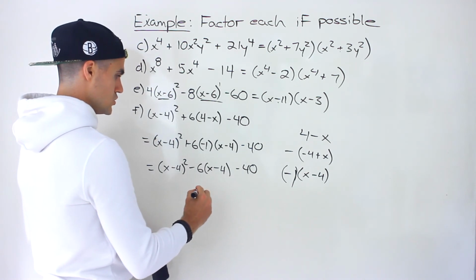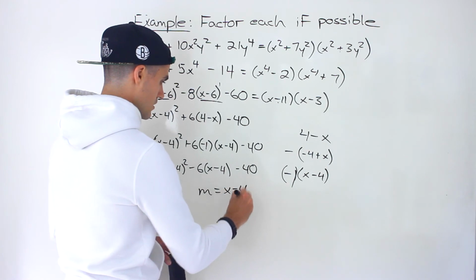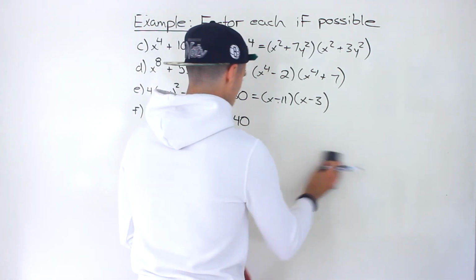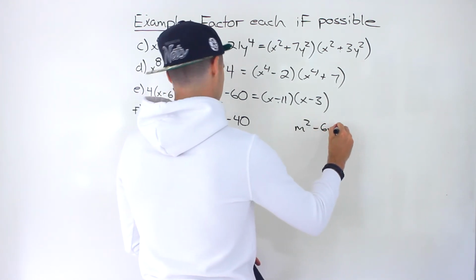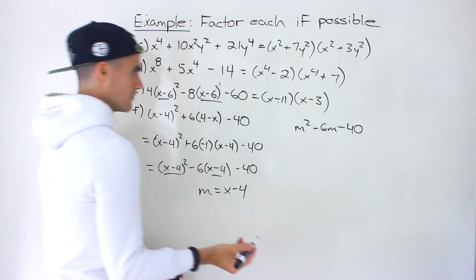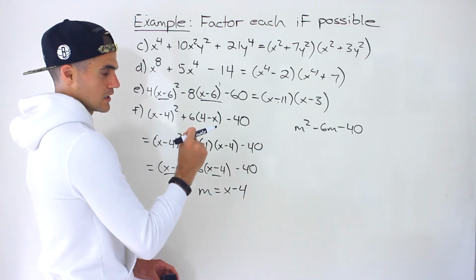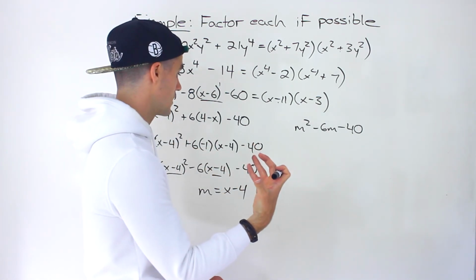So what we can do is now, let's plug in that variable. m would be this x minus 4. And now let's rewrite this: m squared minus 6m minus 40, like that. And now we could just factor this. Can we take something out initially? No, we can't.